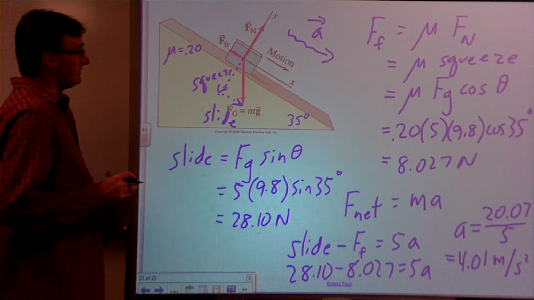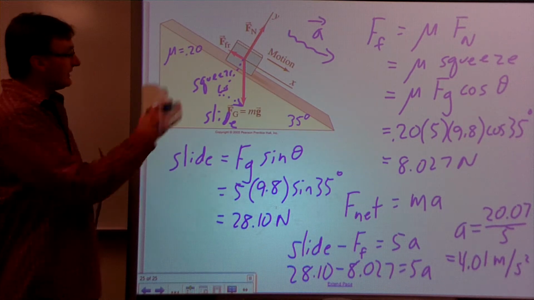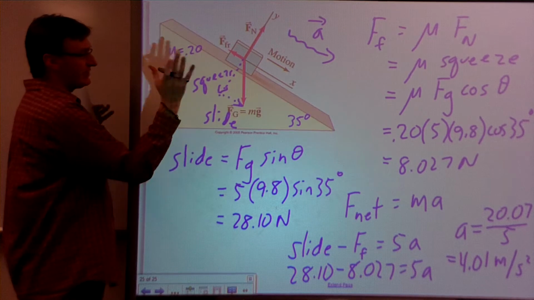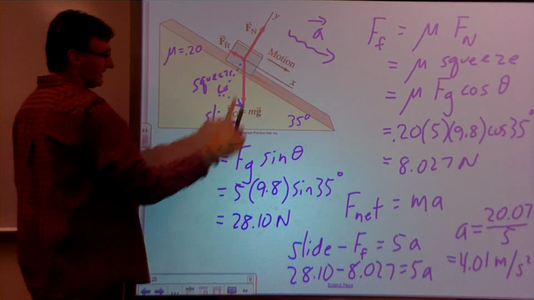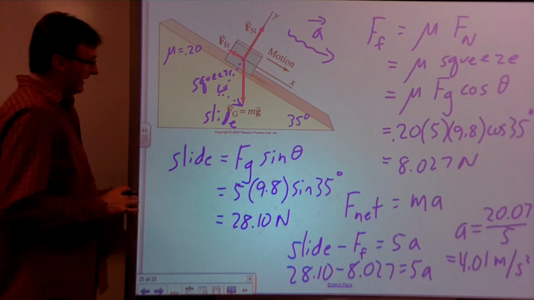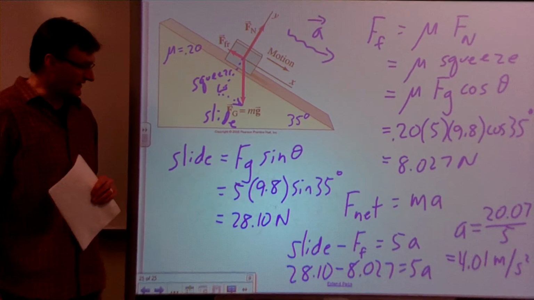And this is the way that you would solve a problem like this. Again, the whole key is the free body diagram. Make sure you get everything on there. Include your direction of motion as well as the acceleration. And once again, just by doing that, that'll take you a long way in solving these kinds of problems.